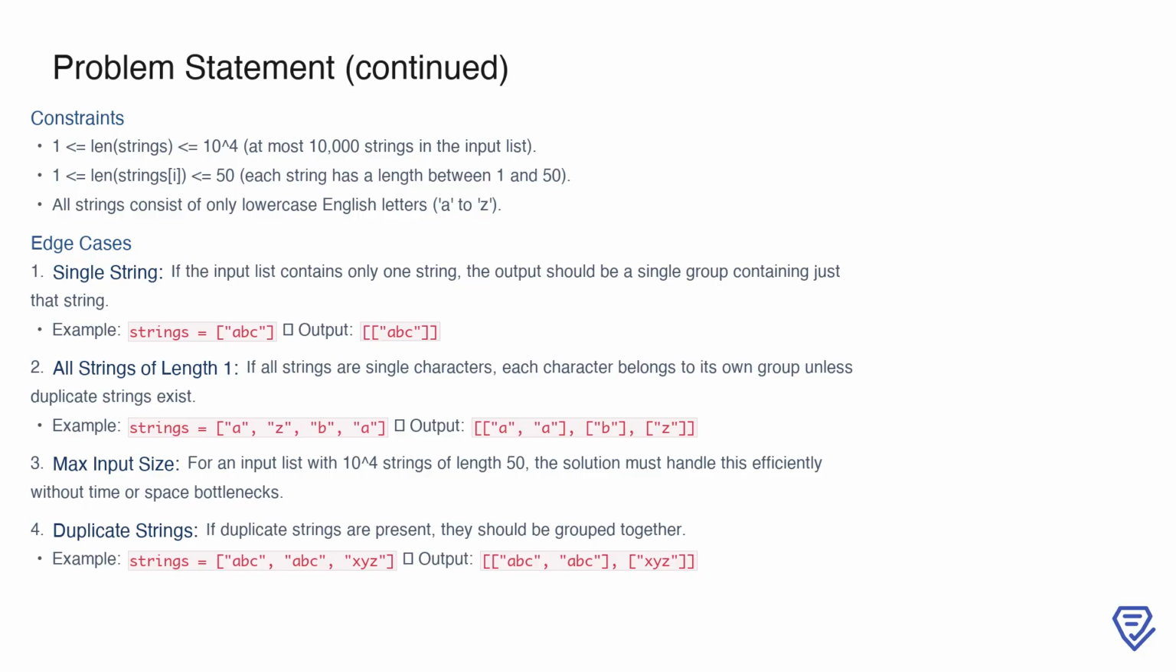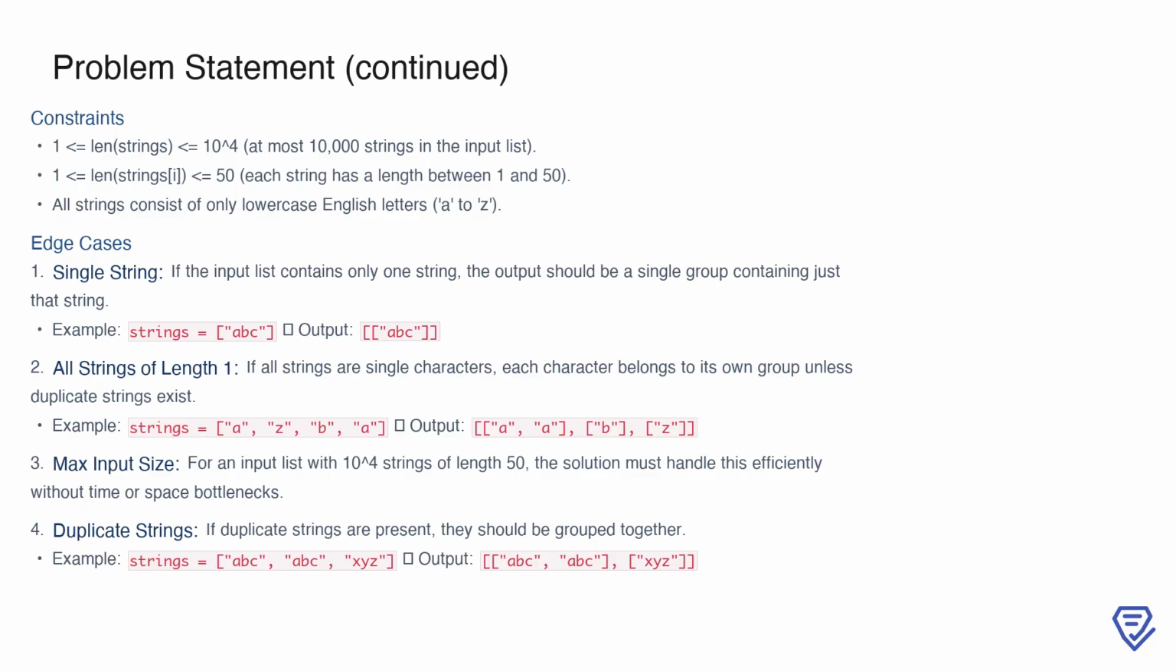Finally, let's discuss the constraints and edge cases. The input list can contain up to 10,000 strings, and each string can have a maximum length of 50 characters. This means your solution must be efficient to handle large input sizes. As for edge cases, consider a single string in the input. This will simply form a group on its own. For example, if the input is ABC, the output is ABC.